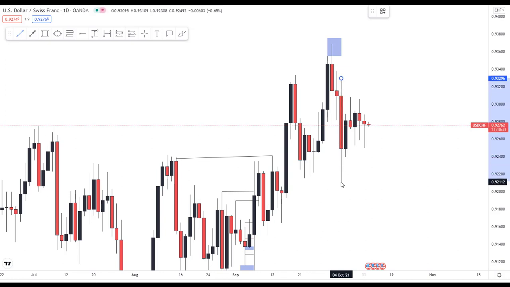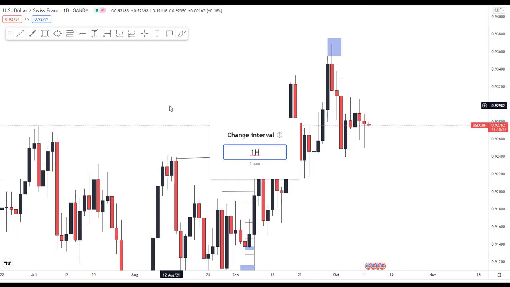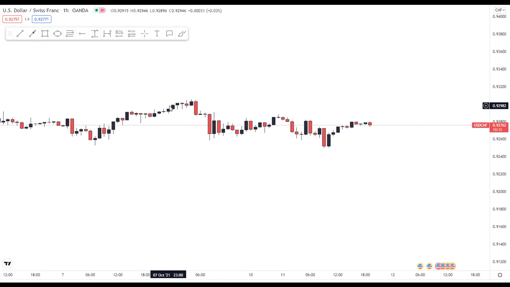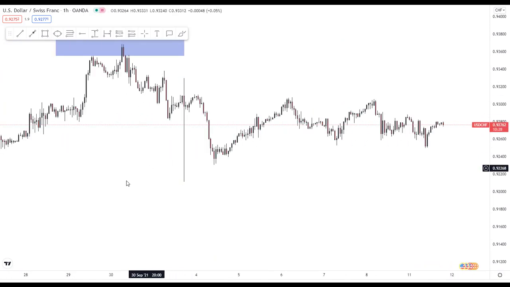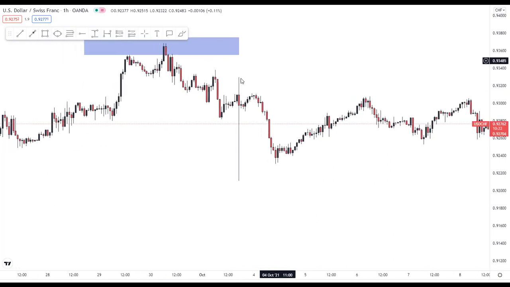Now, let's go back. I'm going to use the 1-hour time frame, and we're going to break this down. So, the 30th of October, and we had a new day, and I want you to see what happened. We had a load level just around here. Price traded back in there, as you can see, and reacted. I'm going to draw this down.